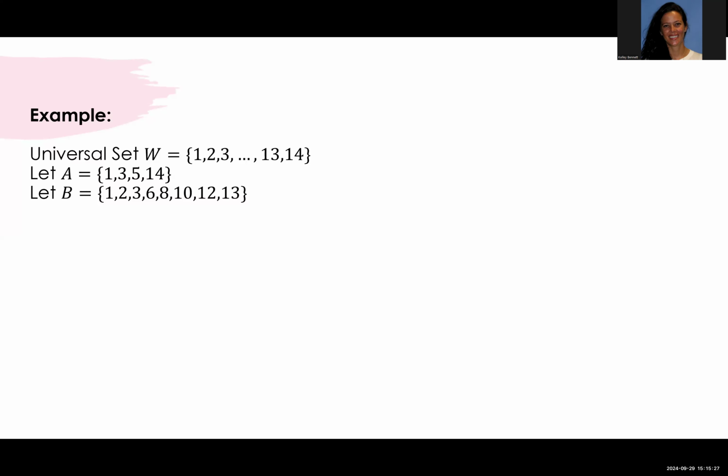Here we're given two sets that exist within a universal set W. And I'm not asked about the cardinality of set A or the cardinality of set B, but I'm asked about the cardinality of the complement. So we're going to need to determine what the complement is for A and B, and then we'll be able to count the elements in those sets. So let's find A complement and B complement, then we'll count.